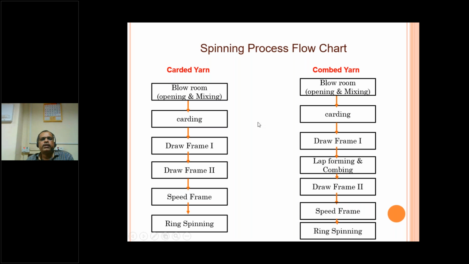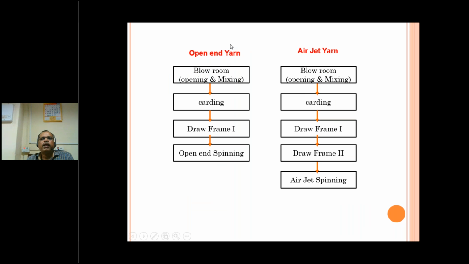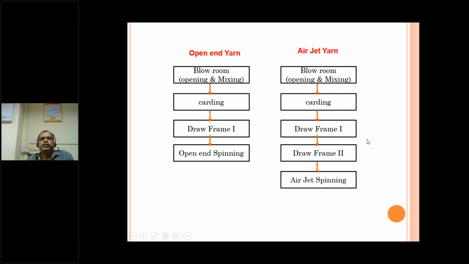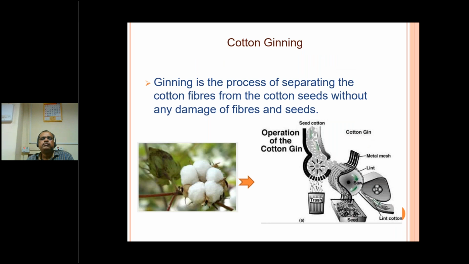For apparel, we can take the carded yarn. For hosiery fine yarn, we have to go for the combed yarn. And for shirting and other applications where finer yarn is not needed, we can use open end yarn and air jet yarn. Some properties of open end and air jet yarn are different from ring spun yarn, and some properties are also better in ring spun.